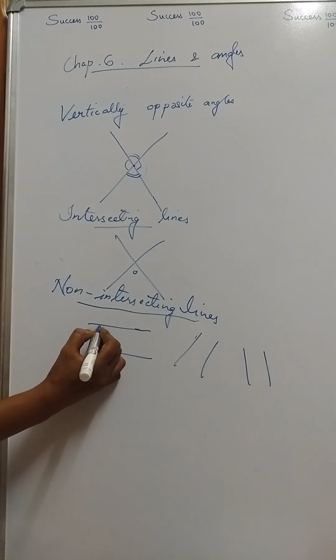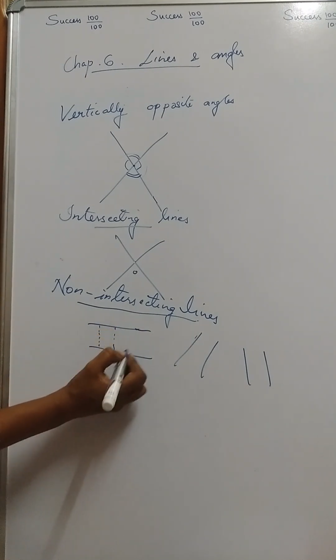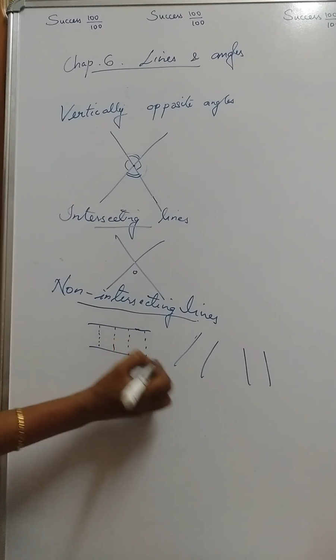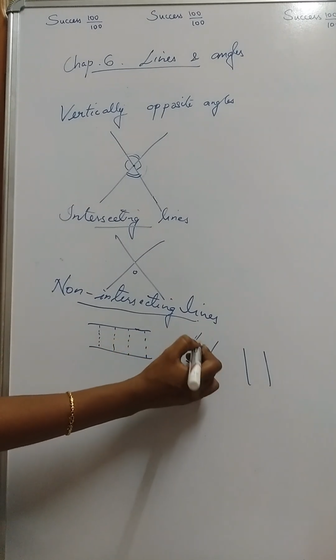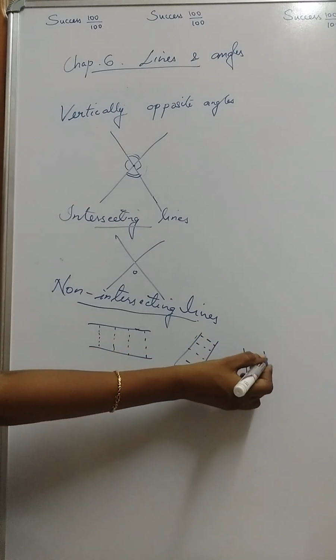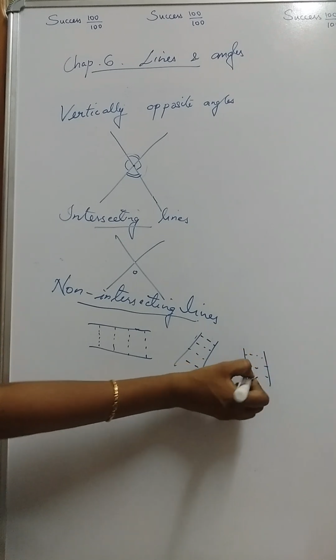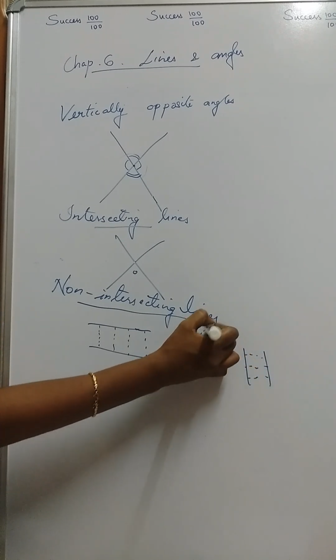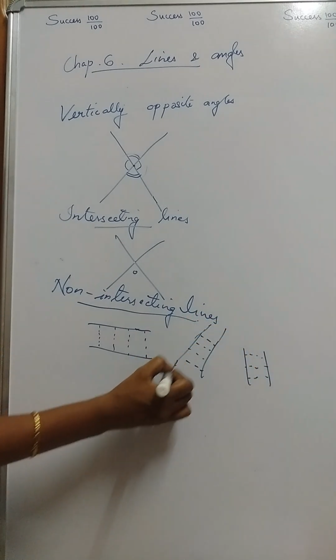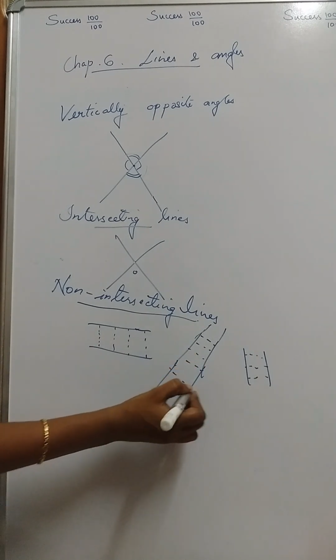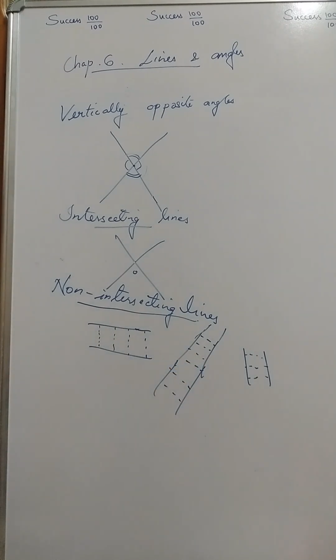Parallel lines are the lines which have a common distance between them at any point. They have the same distance between them throughout the length. Let them be extended to any distance, they will never intersect and the common distance between them will be maintained.